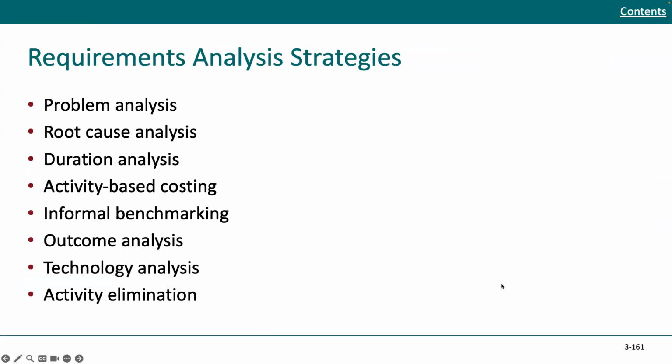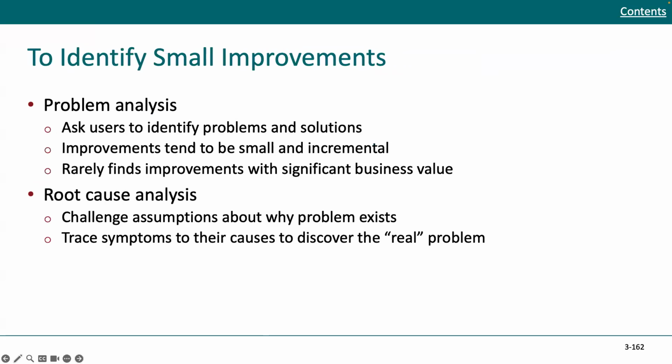So what are the various types of requirement analysis strategies? Problem analysis, root cause analysis, duration analysis, activity-based costing, informal benchmarking, outcome analysis, technology analysis, and activity elimination. And so all of these are things that you want to be thinking about as a systems engineer or as an analyst, however you want to think about it. All of these things need to be part of the process.